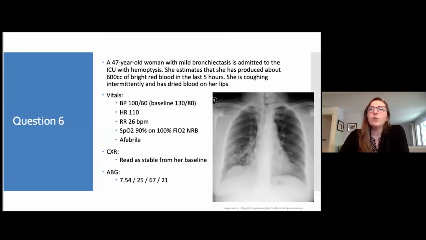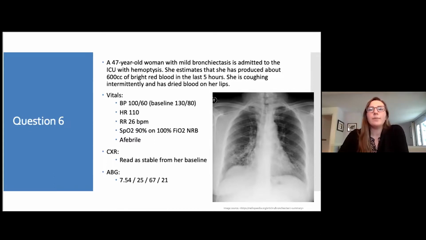A 47-year-old woman with mild bronchiectasis is admitted to the ICU with hemoptysis. She estimates that she's produced about 600 cc's of bright red blood in the last 5 hours. She's coughing intermittently and has dried blood on her lips. She's hypotensive, 100/60. Her heart rate is 110. She's tachycardic. She's tachypneic to a respiratory rate of 26. And she's breathing 90% on a 100% non-rebreather.